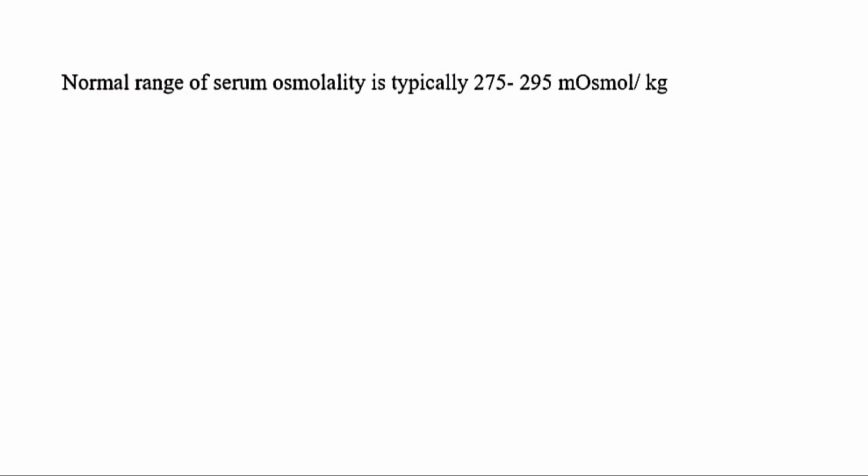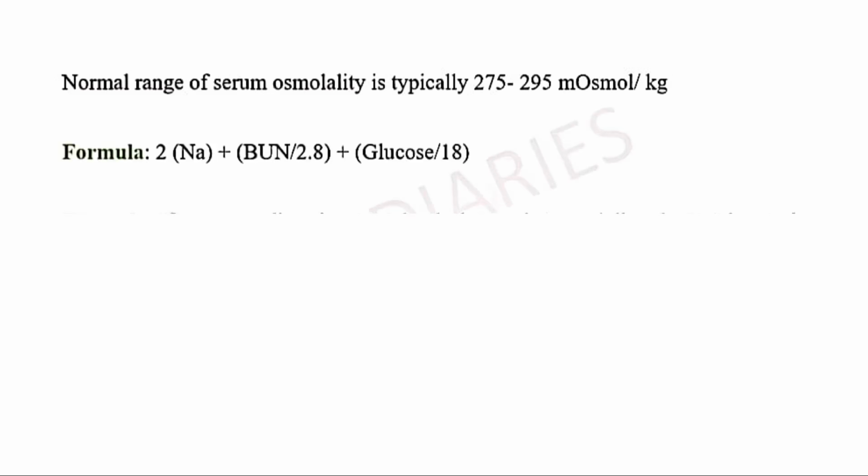Normal range of serum osmolality is 275 to 295 milliosmoles per kilogram. The formula is 2 multiplied by sodium, plus blood urea nitrogen divided by 2.8, plus glucose divided by 18.